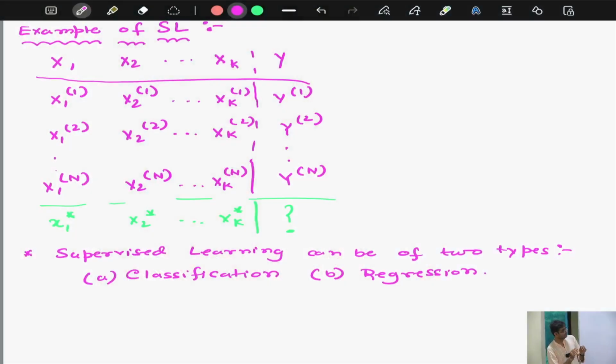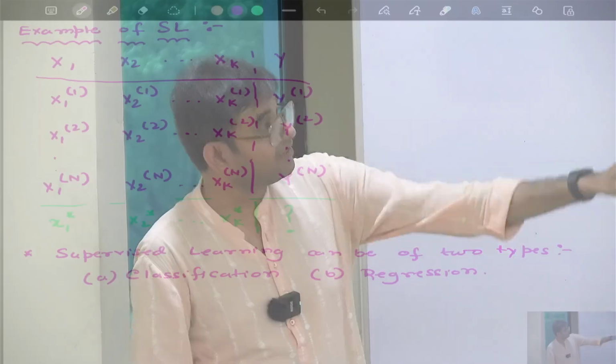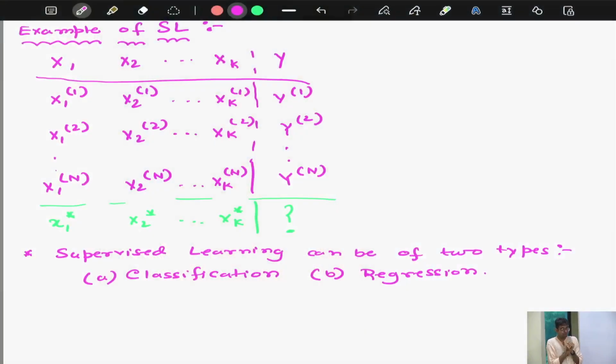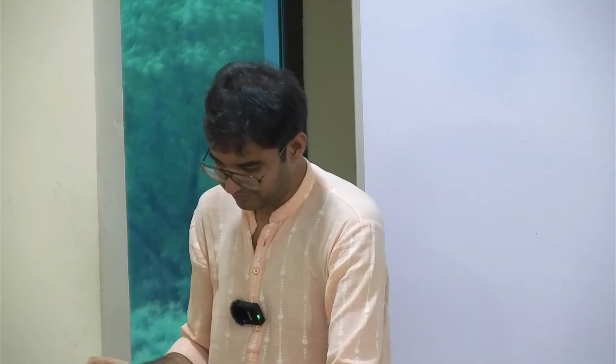I'll repeat, and I'll also write. In classification, the classes that are available, the y, those are discrete. And during prediction time, our objective is to find out which class x star belongs to. So it is discrete and finite, obviously, because my training data is finite. And during prediction, we are trying to find out which of the classes my test point x star belongs to.